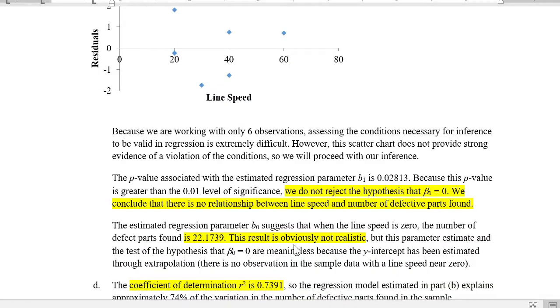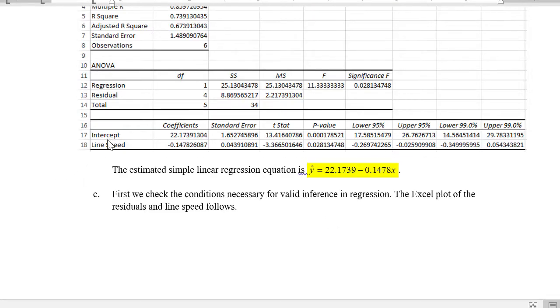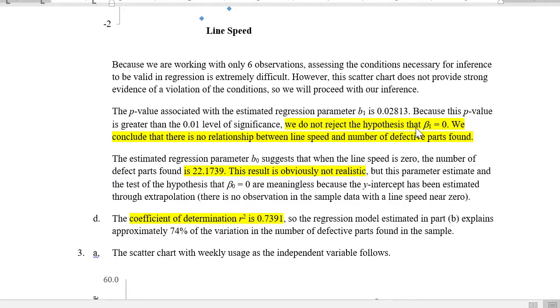What I'm looking for is we do not reject a hypothesis of beta 1. Beta 1 is this value right here. Notice that the p-value, when this was run, is 0.02. If we're looking at the 1% level of significance, 0.02 is not less than 0.01. So that's the reason why you do not reject. So that's what I was looking for.